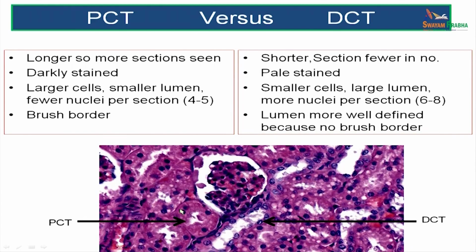PCT has large cells, so a smaller lumen and fewer nuclei because you have large cells. DCT cells are smaller, as I have already mentioned, with a larger lumen and more nuclei. You can see that there are more nuclei per section, around 6 to 8. Since there is a brush border here, the lumen is not well defined, but in DCT the lumen is well defined because there is no brush border.